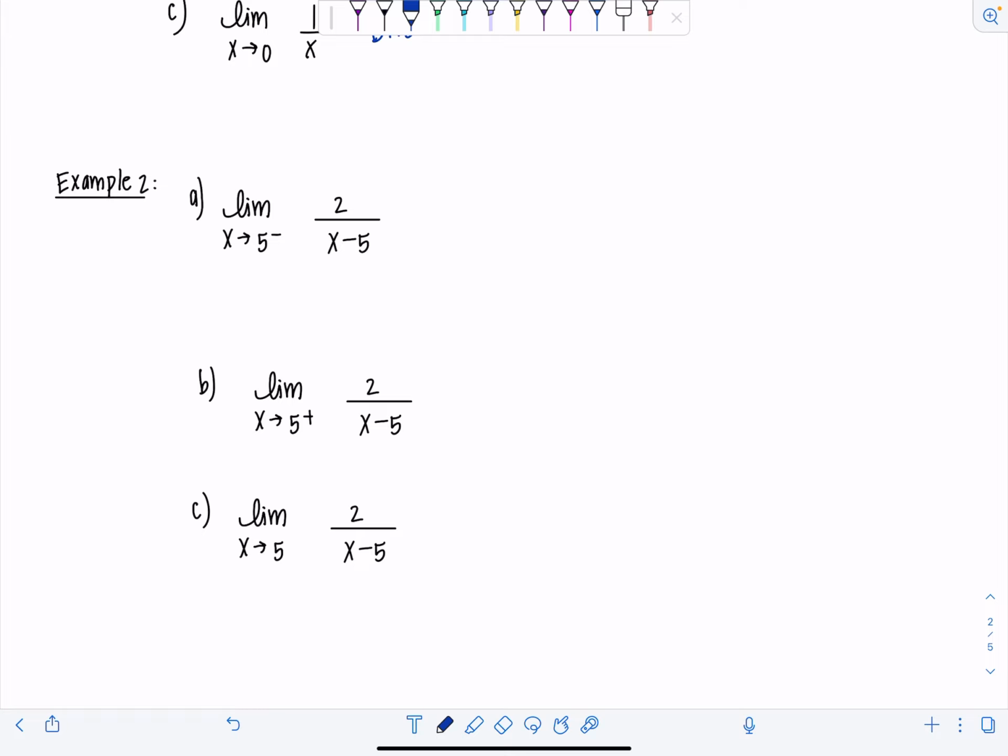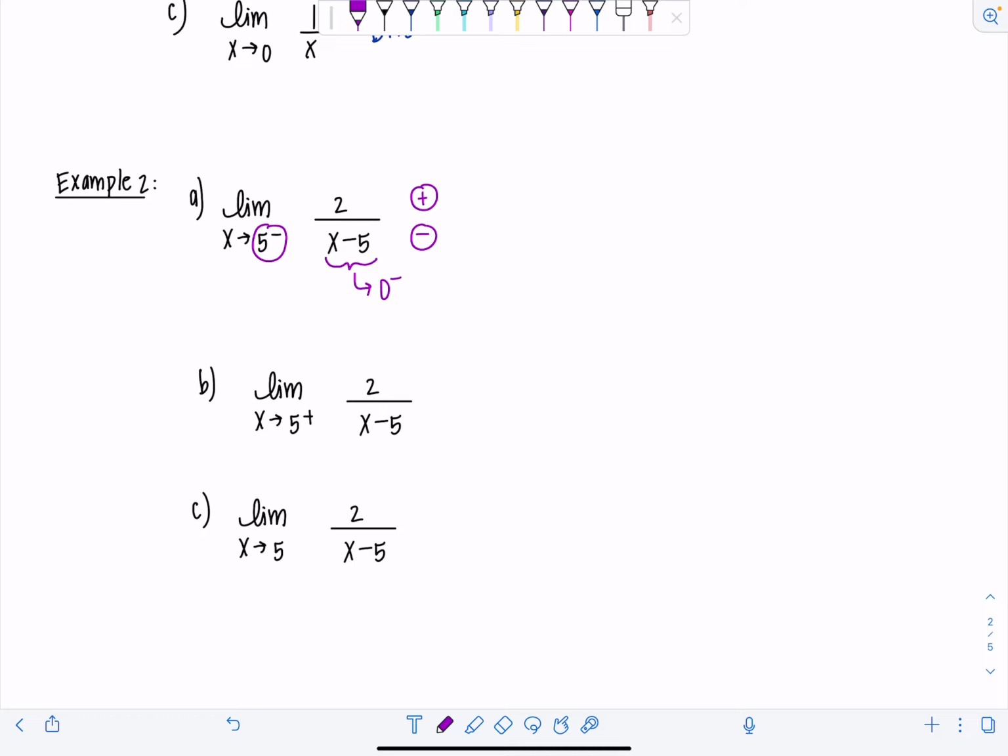All right, so as x approaches 5 from the left, notice the numerator is just a constant. It's not going anywhere. 2, that's positive. And then 5 from the left, that means you're coming from values just a wee bit smaller than 5. So think 4.9, 4.99. So 4.9, 4.99 minus 5, this is going to get close to 0, but from the left, right? The sign of the denominator is going to be negative.